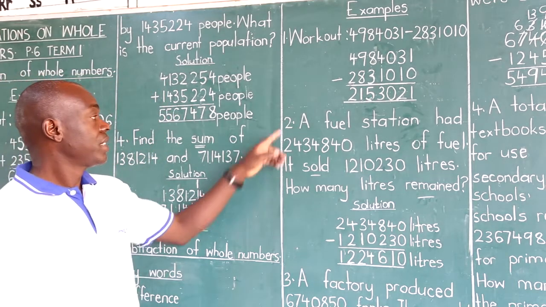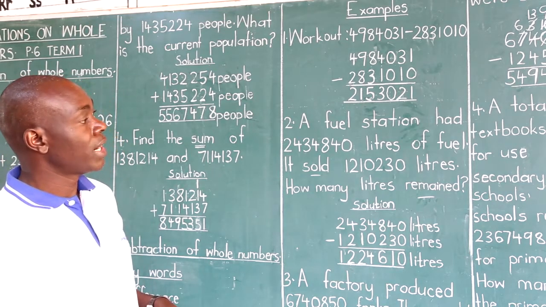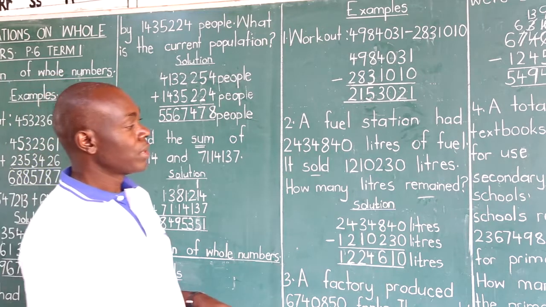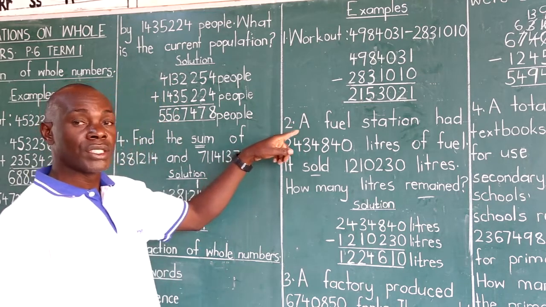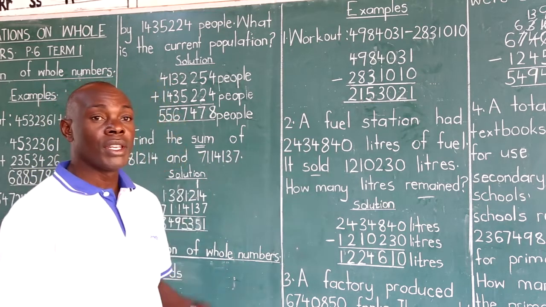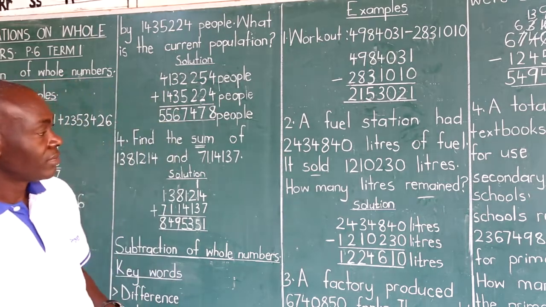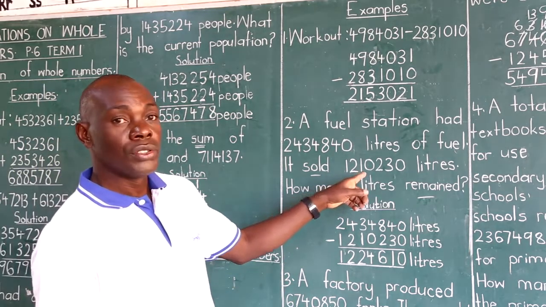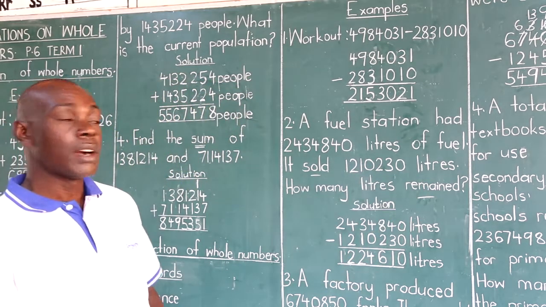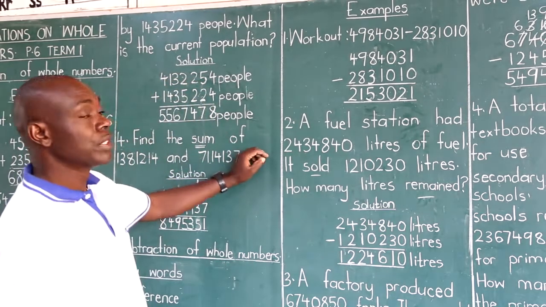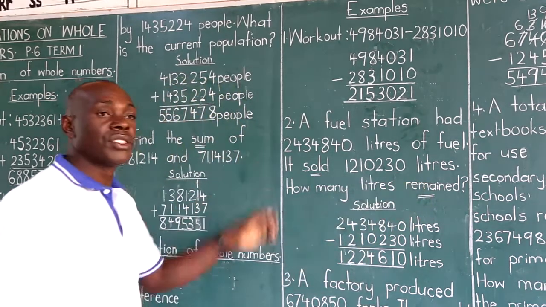Now let's look at the indirect one, which is number 2, a question containing words, where we need to look out for what is called a keyword. Example number 2 reads: a fuel station had 2,434,840 liters of fuel. It sold 1,210,230 liters. Then the question is, how many liters remained? We've got 2 key words. One, sold. Another one, remained.